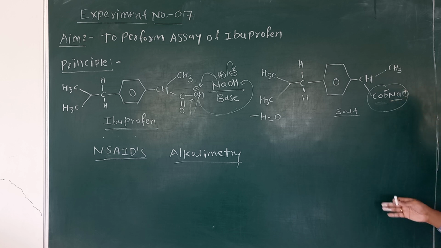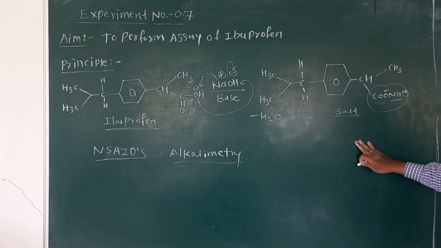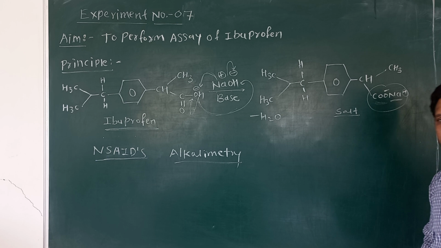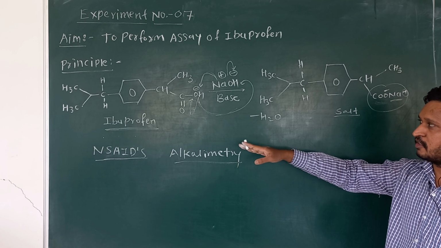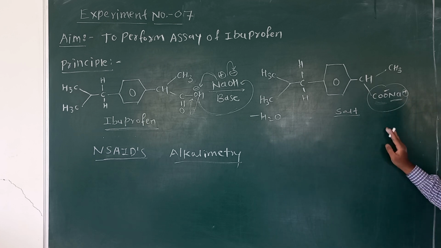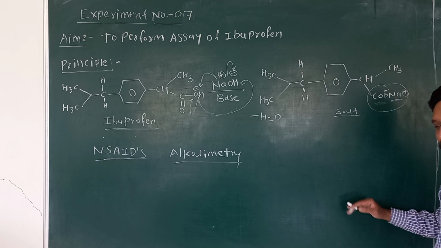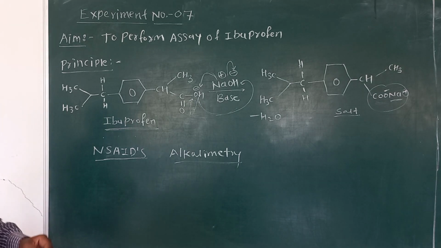Now this salt, after the end point formation of this salt, is the equivalence point. On that, there is a formation of this particular salt. There is a visible color change at the end point, that is the pink color, in the presence of phenolphthalein indicator. So that will be the end point after the formation of the salt. It means all the ibuprofen acid will react with the NaOH, and the solution will be neutralized, and that will be the end point. This is the principle of the assay of ibuprofen.